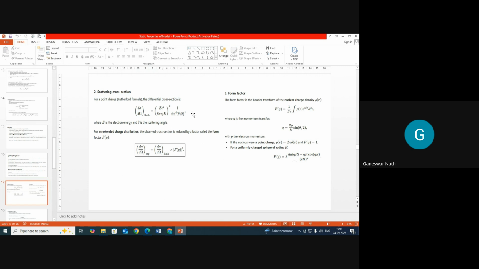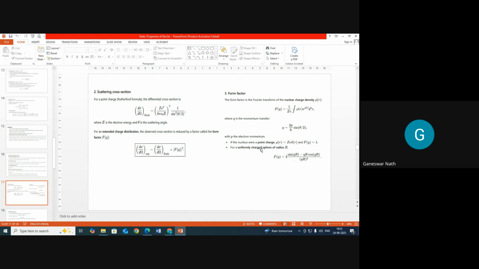And what is the form factor? The form factor is the Fourier transform of the nuclear charge density, that is F(q) equals 1 by Ze times the integration of rho(r) into e to the power i q dot r d³r, where q is the momentum transfer, which is given by 2p by h-bar sin theta by 2, and where p is the electron momentum.